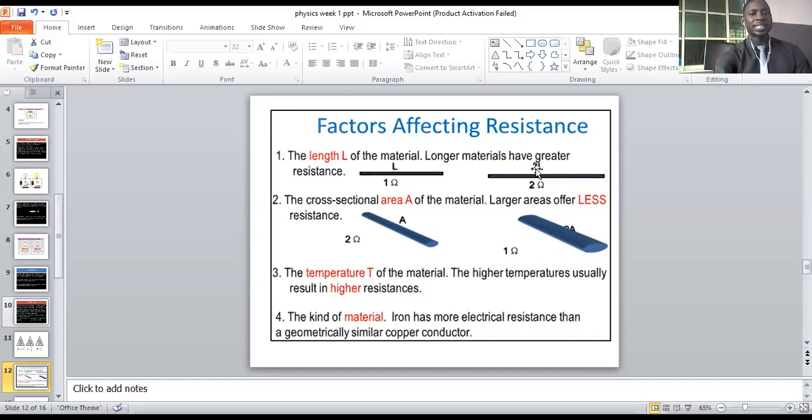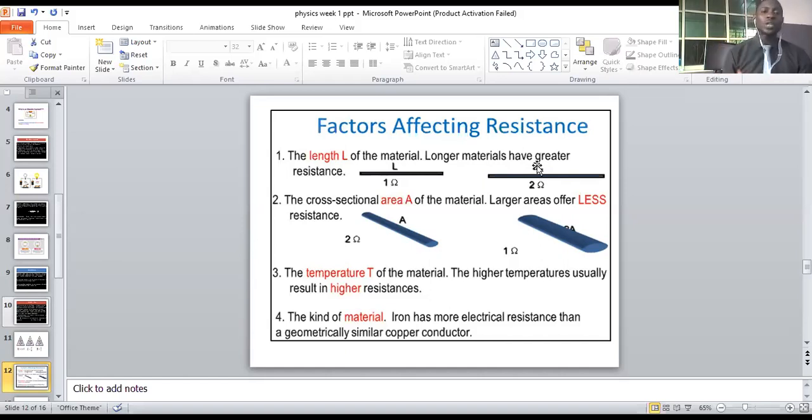The length is increased to 2 lengths, and there's also an increase in ohms, making it 2 ohms. That is, an increase in length gives an increase in resistance. This is one of the factors that affects the resistance of the material.